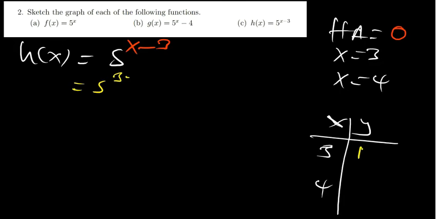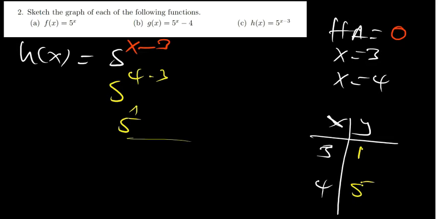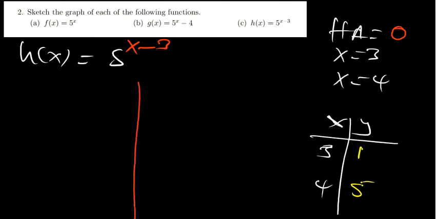What about when x is 4? It's going to be 5 to the power 4 minus 3, which is going to be 5 to the power 1. Any number to the power 1 is the number itself. So in that case, 5 is going to be our y value if x is 4. Now let's put it here. Want to graph it.